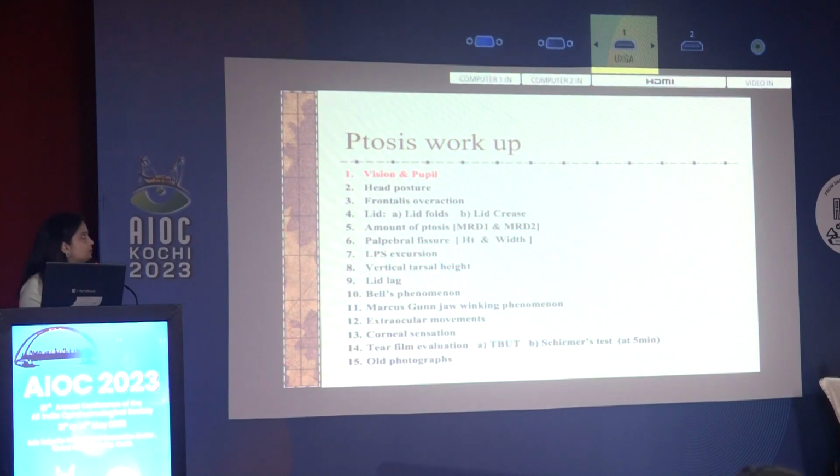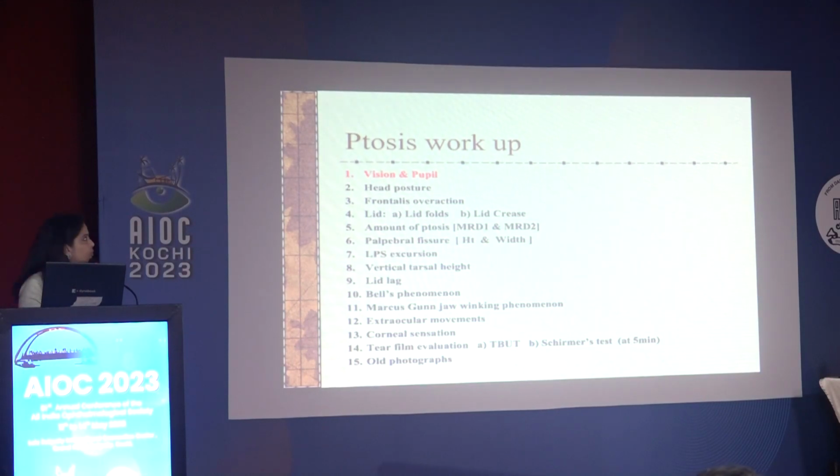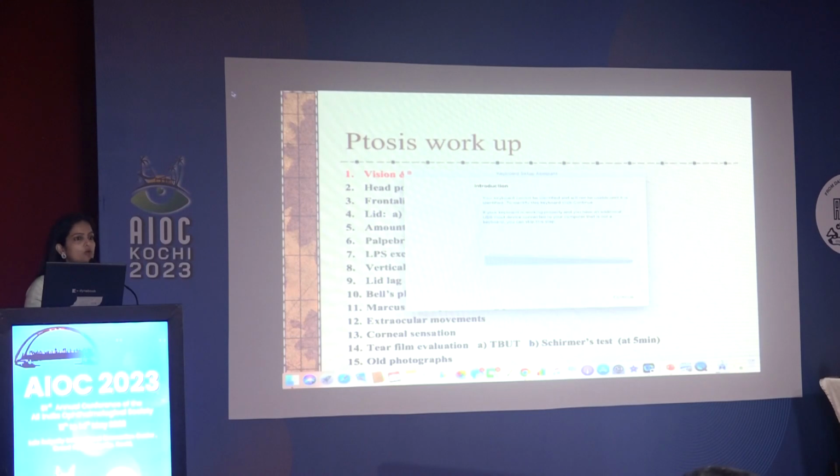This is the proforma for the ptosis workup. We start with the visual acuity and pupil. Why is it important to look for the visual acuity? Because ptosis in severe cases can cause amblyopia.